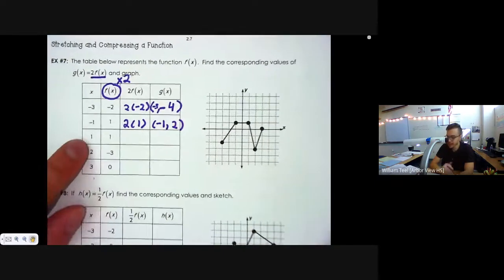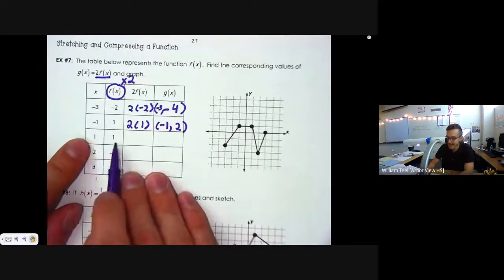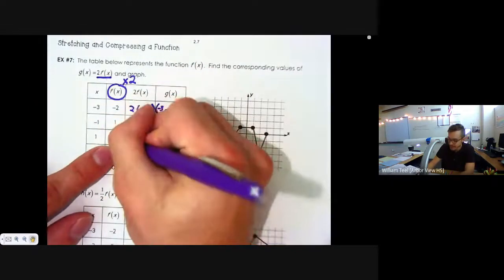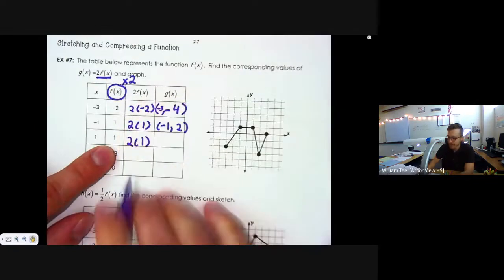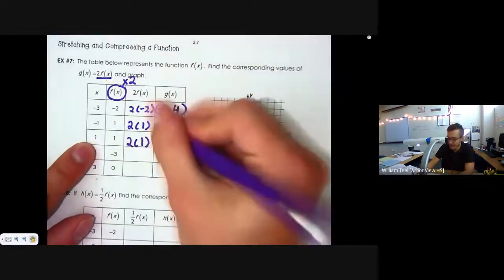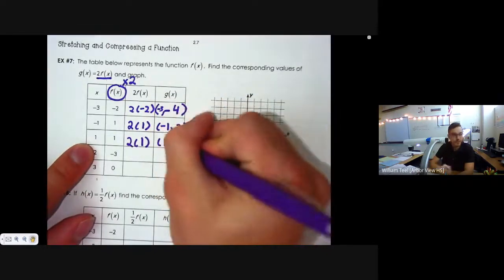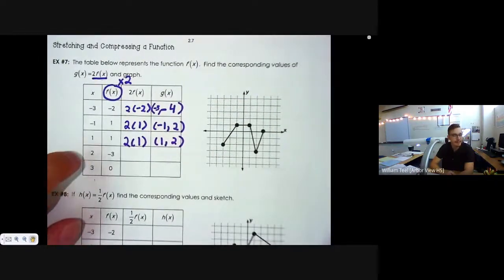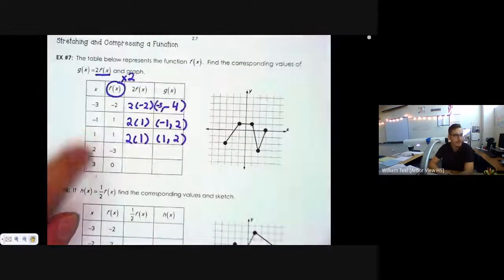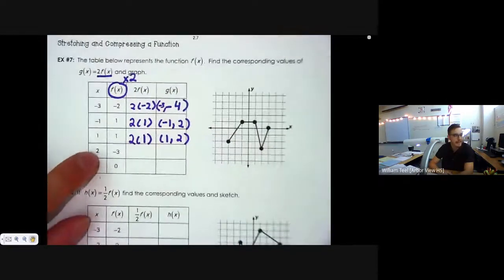Okay, looking at the third one, I have 1 for x, 1 for f of x. If I'm looking at 2 times f of x, that's going to be 2 times 1. So that means that my y coordinate is now going to be 2, and my point is going to be 1, comma, 2. So all I'm doing is I'm multiplying those y values by 2 because that's what the directions told me to do. All right, next up, I'm looking at an x value of 2.